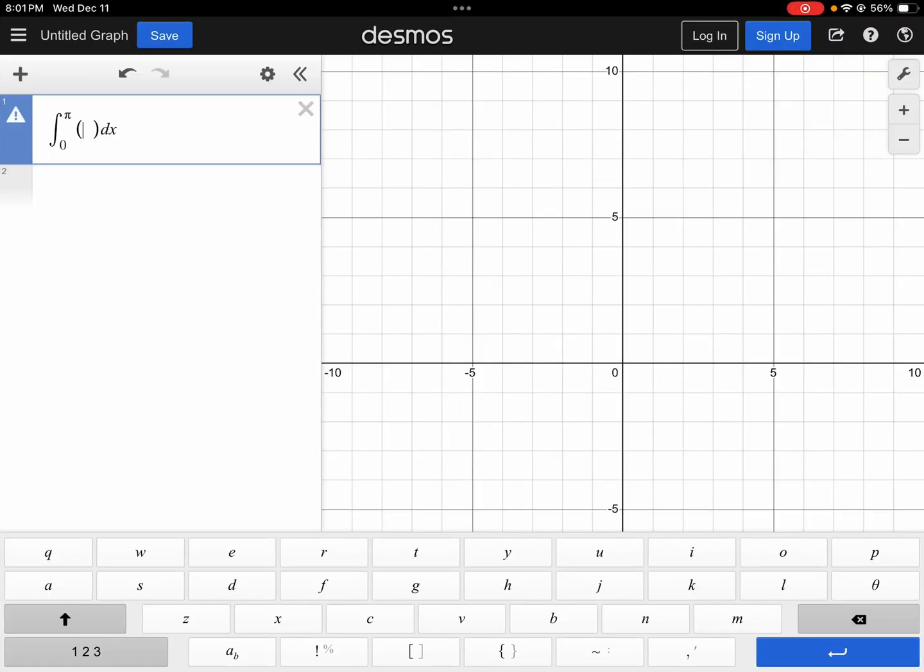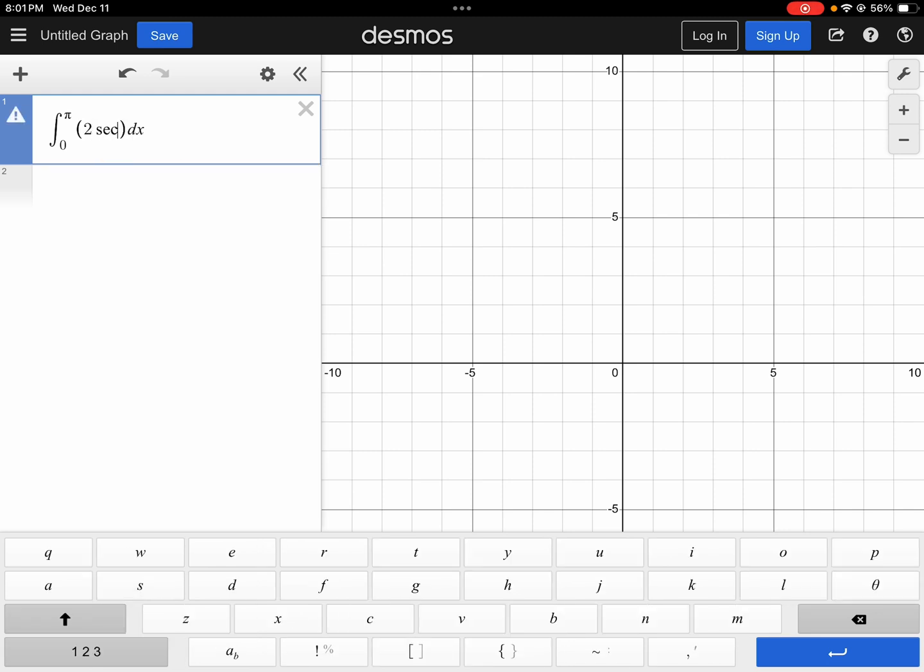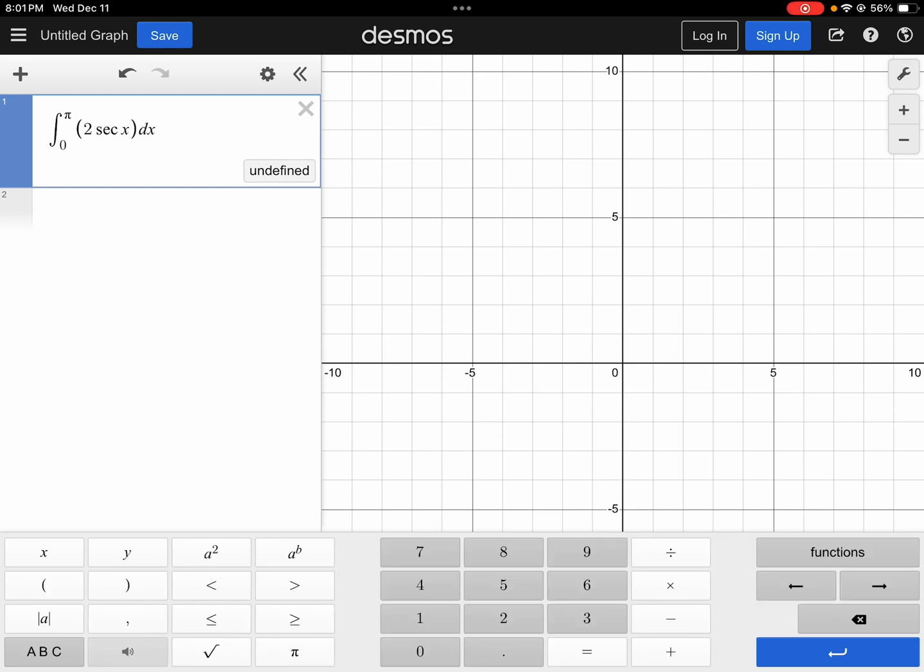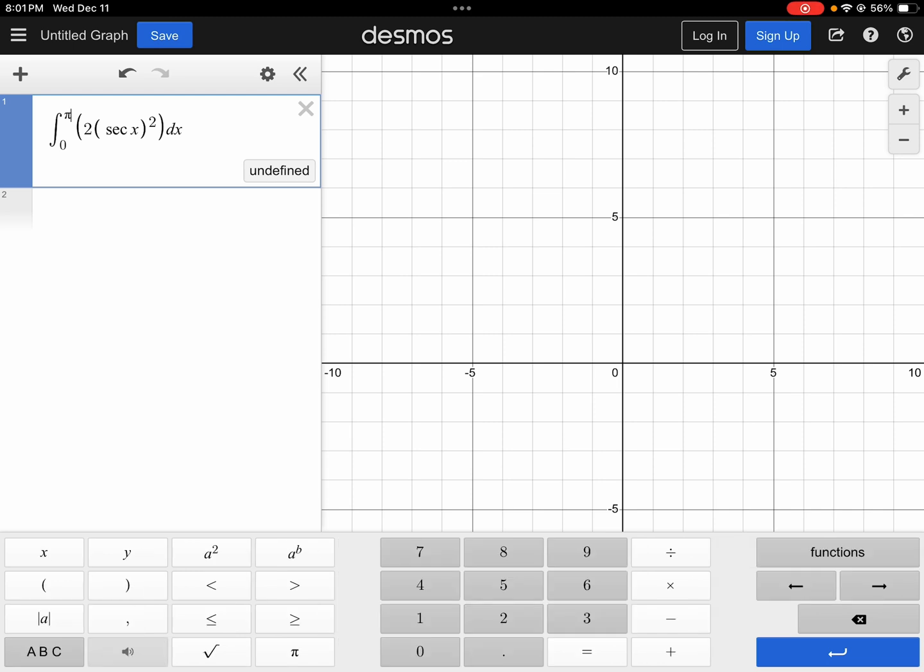And let's test that out here. So 2 secant of x, I'm going to have to square this right here, squared, and change that to be pi thirds, and we got 3.464.